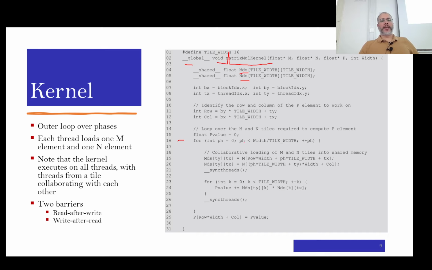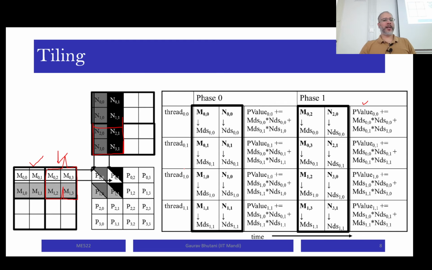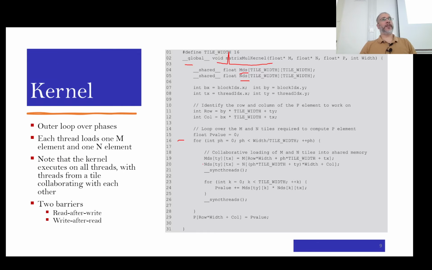And how do you decide the number of phases? You basically take the ratio of width, which is the total width of the matrix, to the tile width. So in the previous case, the width was 4 and the tile width was 2, so you had 2 phases. If you had a total of, let us say, a 6 by 6 matrix, so you had 6 as the width and tile width was 2, then you will have the phases as 3.